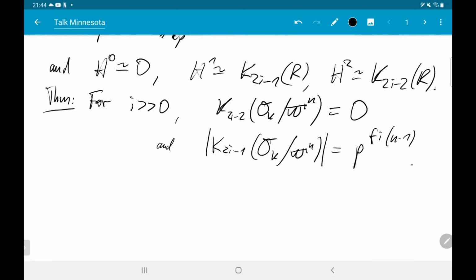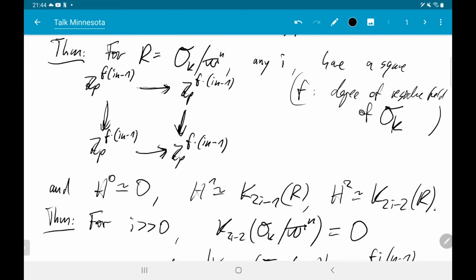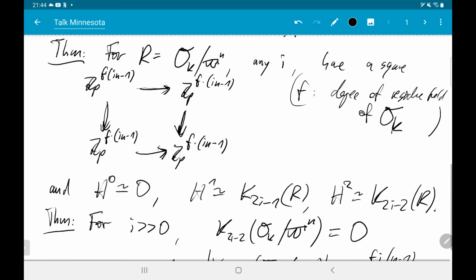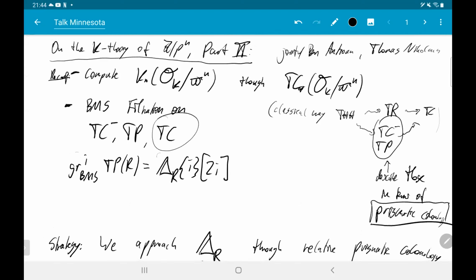Right. The way these are related to each other, and also the way that somehow for every i we get a single square that gives two adjacent K groups, is that this BMS filtration here on TC, remember we're comparing TC and K-theory, on TC the BMS filtration actually turns out, well, the graded has some description in terms of prismatic cohomology, and this turns out to be concentrated in only two adjacent degrees.